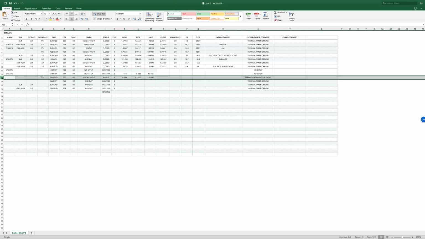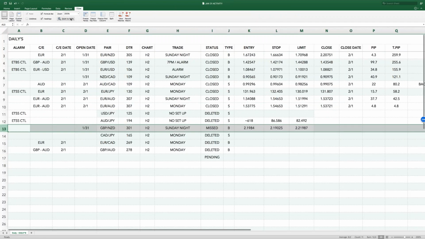Anybody have any questions about that? All right, very good. If you could zoom in just a little bit on the spreadsheet, maybe 10%. Absolutely. Does that help? Oh yeah, much better.